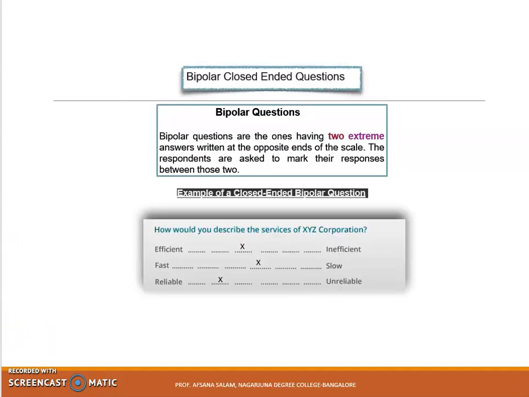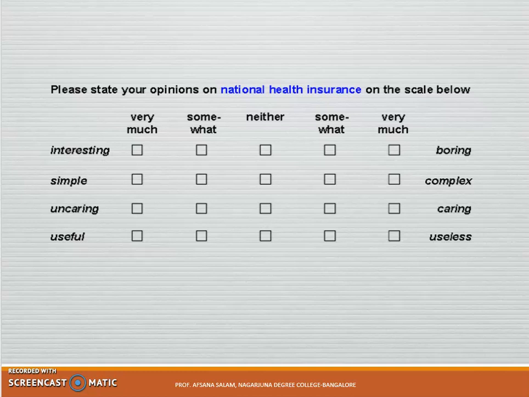And then the next one is bipolar closed-ended questions, meaning you should have two different opposite options here: efficient, inefficient, fast, slow, and then you're asking them to choose. So here you have 1, 2, 3, 4, 5, 6. How efficient it is, how inefficient it is. So here these three will be positive and these three will be negative. So choosing that can also give you a better understanding of that particular concept.